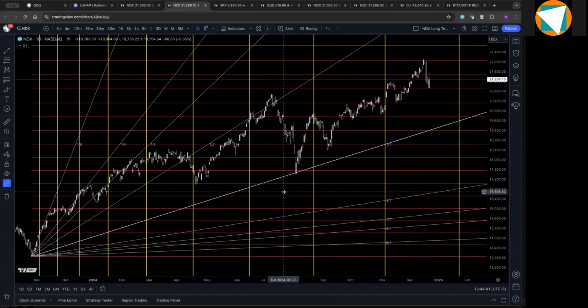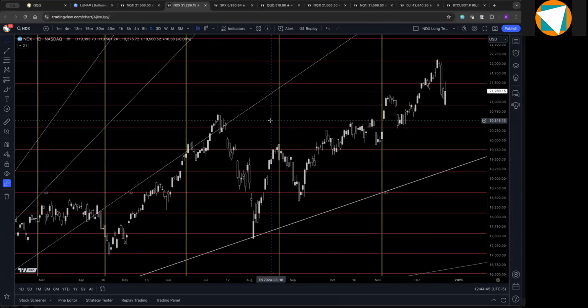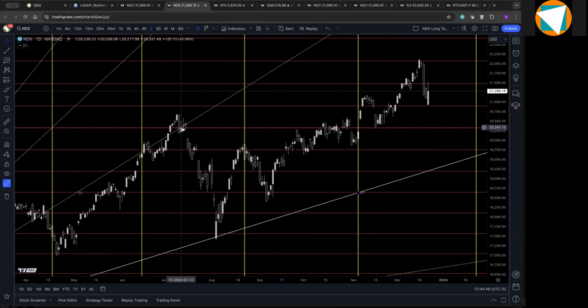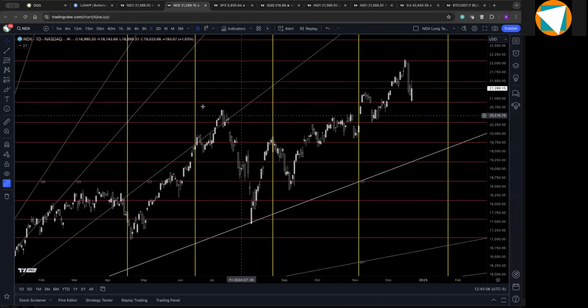The other thing that I'm thinking about in terms of making the most of the square of nine here is looking at cycles of corrections, right? So if we look at this correction here on the NDX, it's basically 1, 2, 3, 4, 5 complete price cycles and maybe a half up here. So that was 5.5.